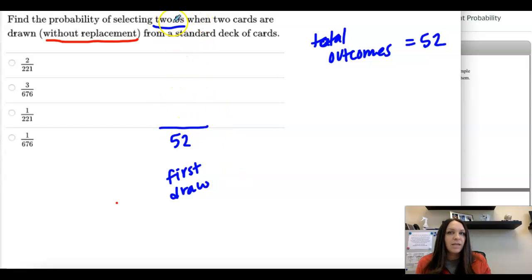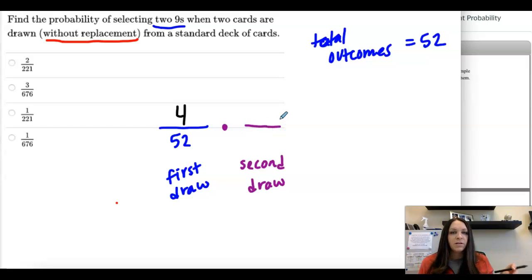It's asking, what's the probability of drawing a 9? So I have to think, how many 9s are in the deck? There's a 9 of hearts, 9 of diamonds, 9 of clubs, 9 of spades. So there are 4 different 9s in the deck. Then I'm going to multiply, and I want the probability for my second draw. Remember I drew a card from the deck. There were 52 cards when I started, so now there are only 51. My possible outcomes change because I did not replace the card.